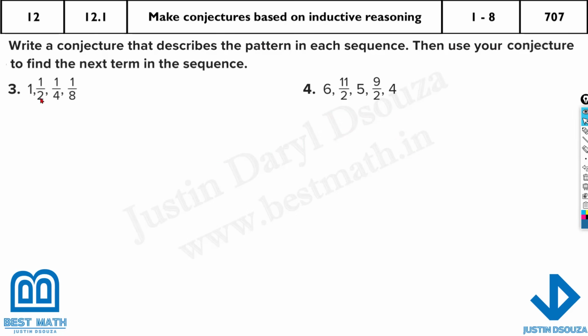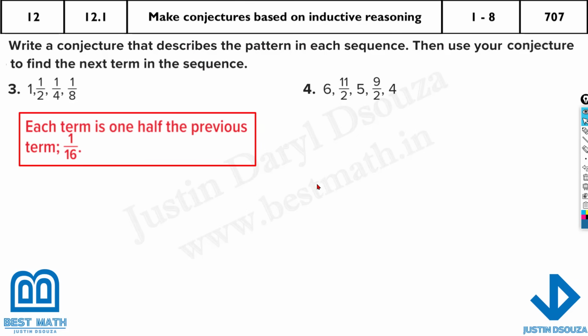And here we have 1/2, 1/4, 1/8. So you're cutting things into half. You're multiplying everything by half. 1/2, 1/4, 1/8, 1/16 would be the next term. You just have to divide the denominator. That's 8 by 2. That'll be 1/16. So it's 1/2 of the previous terms.